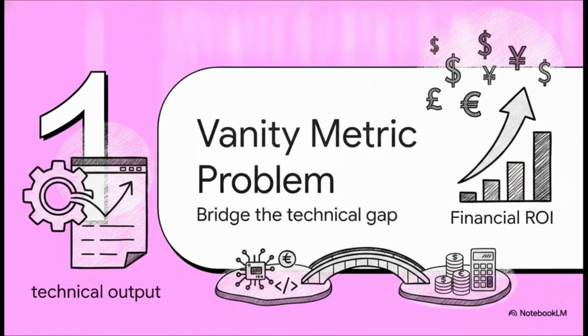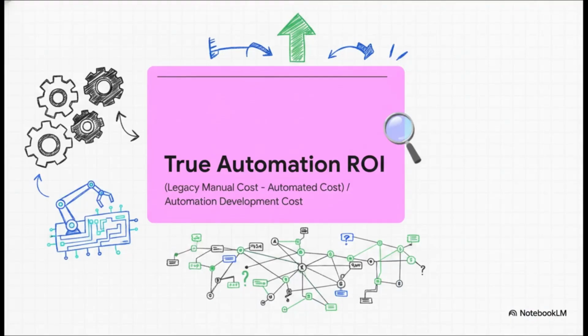Okay, let's dive into this with Section 1, the vanity metric problem, bridging the gap between technical output and finance expectations. To bridge that gap and actually translate technical output into the universal language of finance, we really have to understand the core problem we're trying to solve here. The mathematical formula itself is actually pretty straightforward. You just take the legacy manual cost, subtract the new automated cost, and then divide the whole thing by your automation development cost. Sounds simple enough in theory, right?